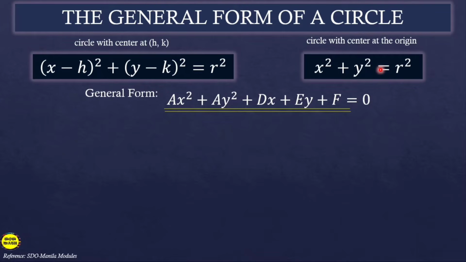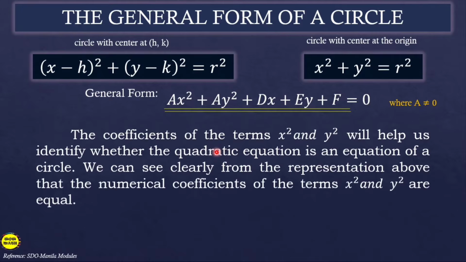So, yung general form natin sa circle, so ax squared, so this should be b, no? by squared plus dx plus ey plus f is equal to 0, where a is not equal to 0. So, dapat yung a natin hindi mag-equal sa 0. So, the coefficients of the terms x squared and y squared will help us to identify whether the quadratic equation is an equation of a circle.